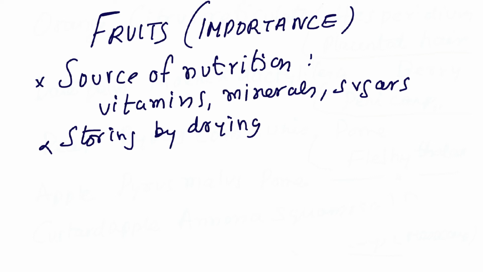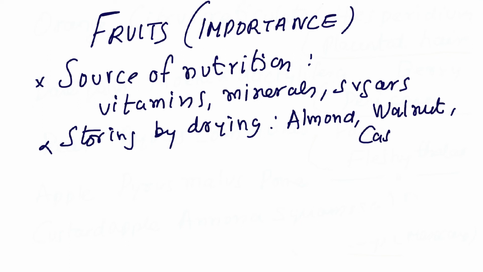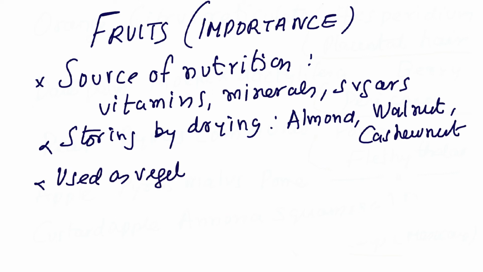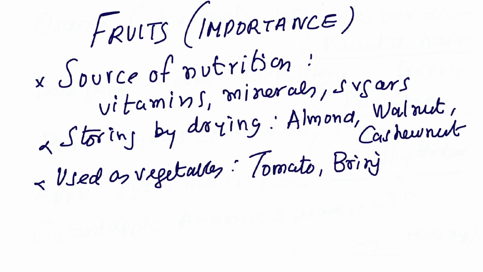A second important point is that there are a lot of fruits which can be stored for a long time if you dry them, which means that they can be used to withstand adverse conditions. You can get a food source by drying the fruits, and three examples are almond, walnut, and cashew nut. And of course, we all know that a lot of vegetables are actually fruits. Fruits are used as vegetables. Three well-known examples are tomato, brinjal, and pumpkin.